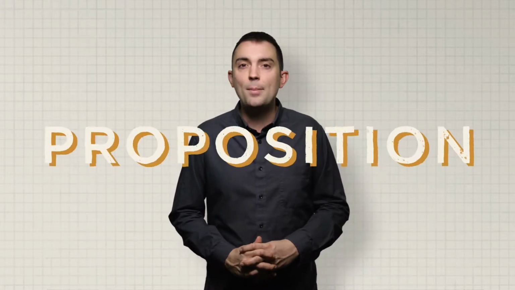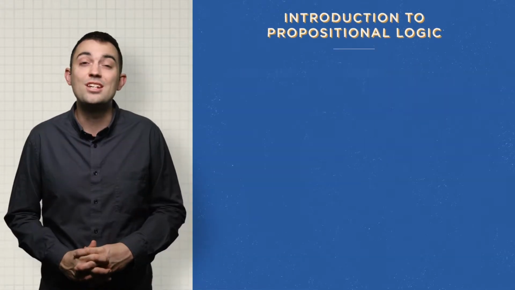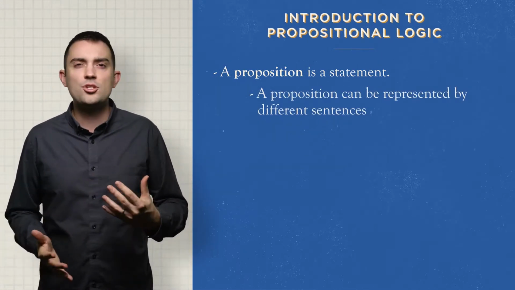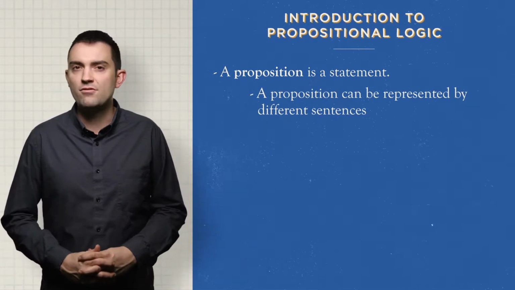As with all of life, we get to start with the definitions. That's what we're doing in Lesson 1, so that we have the raw material, the grammar of logic, to go on to the next step. First definition is proposition. Put simply, a proposition is a statement, a sentence that is true or false. Now, the same proposition can be represented by several different sentences.